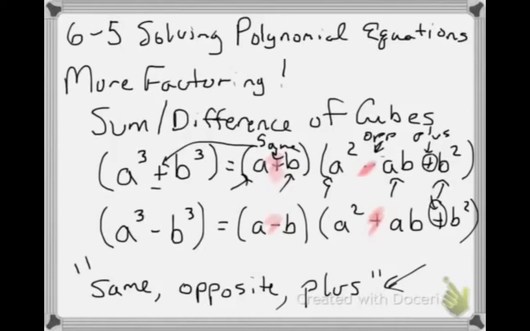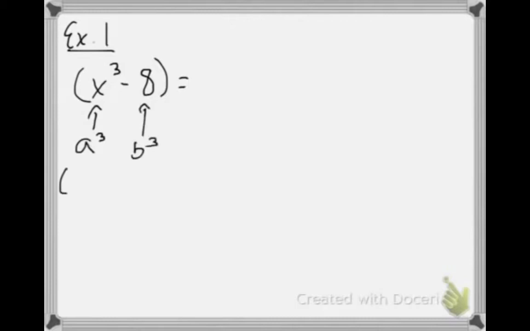So hopefully that will help. We're going to do a couple examples shortly, and they'll involve some numbers so you can see exactly how this works. Here's our first example. We're going to factor x cubed minus 8. Let's think about what our a and b are. Notice x cubed is a perfect cube, and 8 is also a perfect cube. So that's our a cubed and our b cubed. A is going to be x, because the cube root of x cubed is x. B will be the cube root of 8, which is 2.